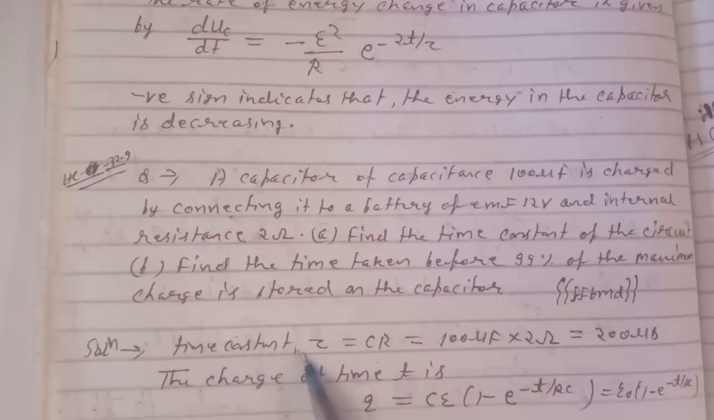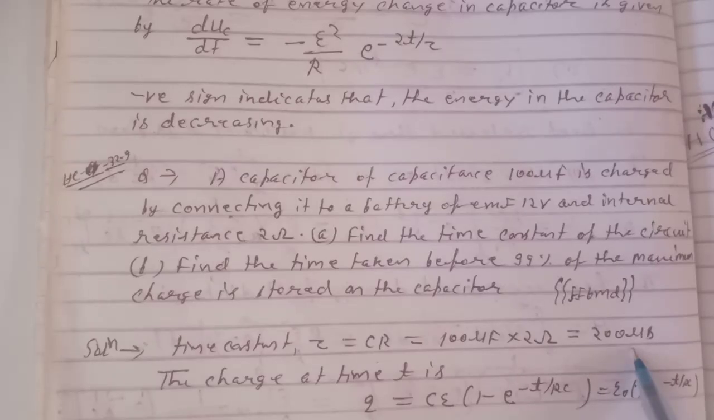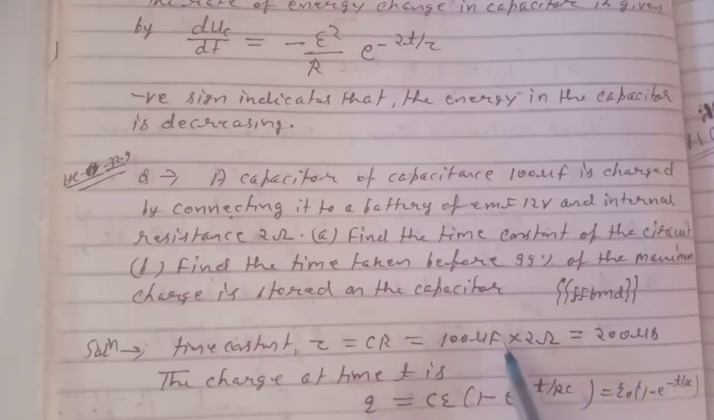We know that the time constant is given by tau equal to CR, 100 microfarad into 2 ohm, equal to 200 microsecond. Microfarad into ohm will be second.